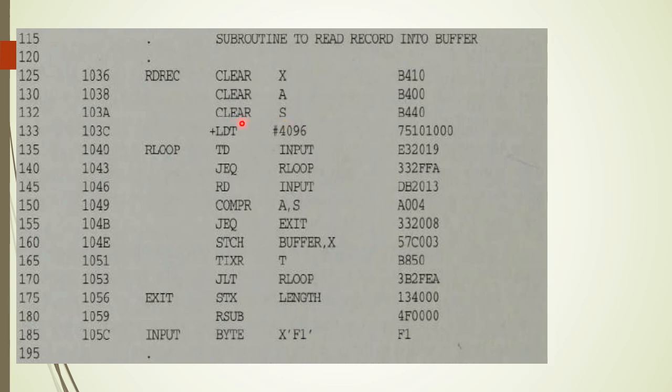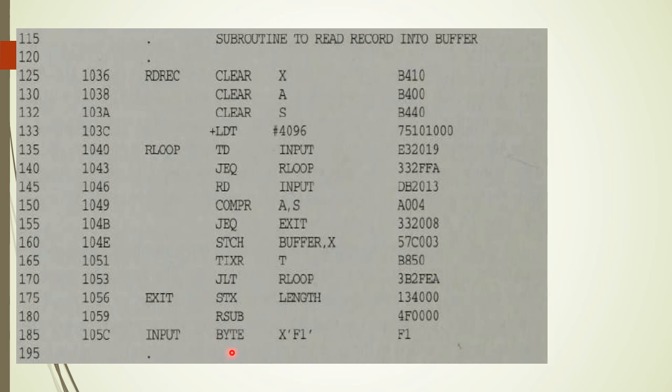So CLEAR S, again CLEAR is B4, the number assigned to S is 4 and another register is not assigned, that's why it is 0. So this is how we can generate an object code for an instruction having a register as an operand.